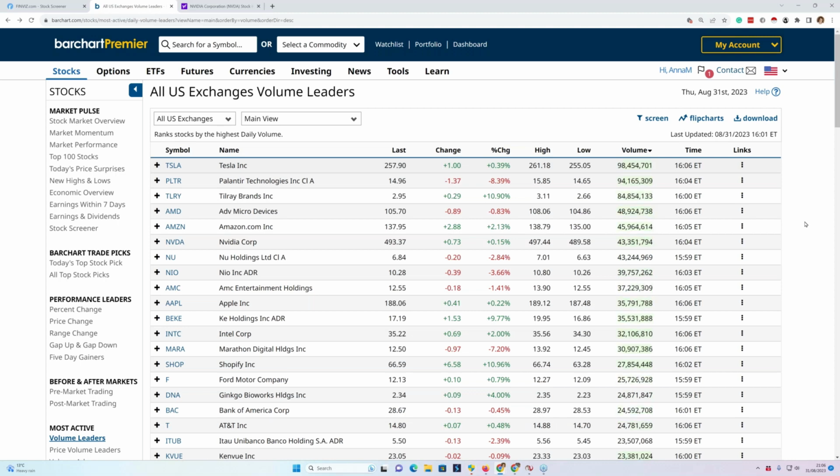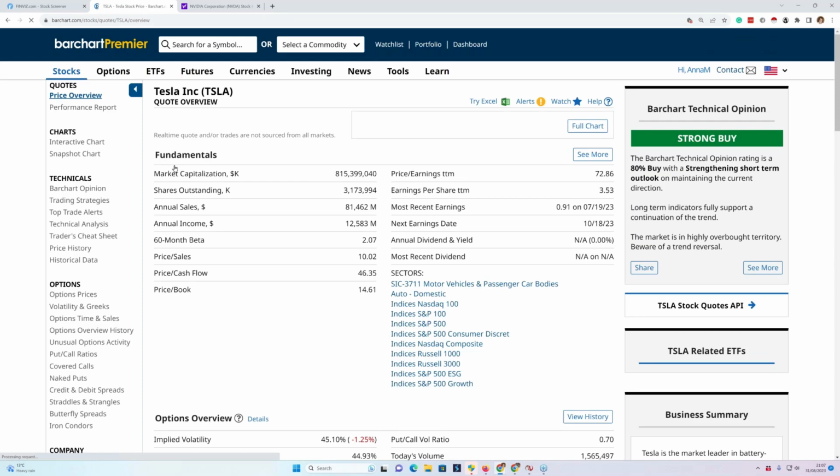One of the ways you can judge whether the volume is what you would expect is to look at average volume, and you can find average volume on different platforms. You can either find it on Finviz, or I quite like Barchart. I actually subscribe to it. So just to give you an example, let's bring up Tesla, and this is today.